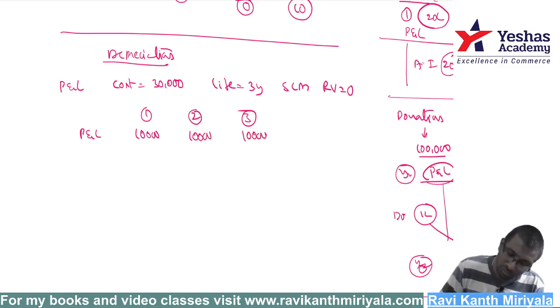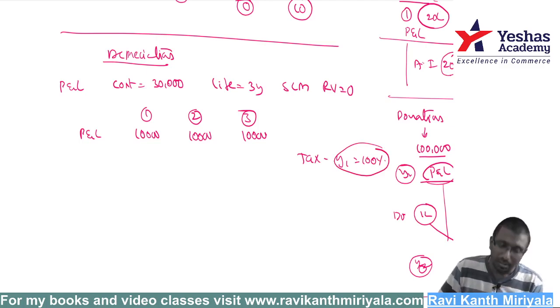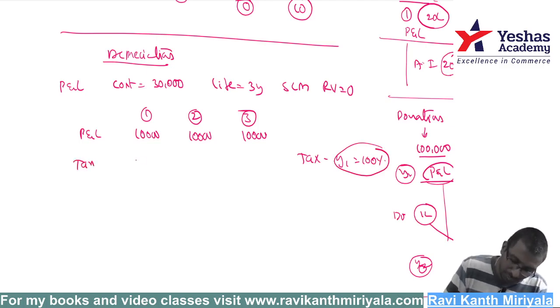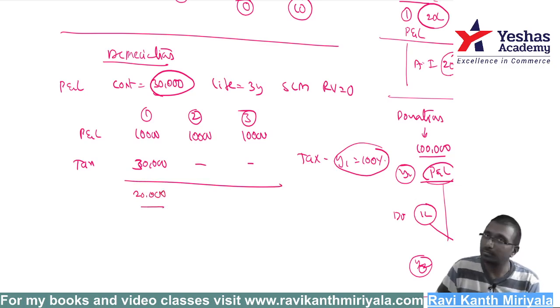But assume for tax purposes, in year 1 itself they are allowing 100% depreciation. For tax purposes how much is it? The full 30,000 you spend is allowed as depreciation. So next year 0, next year 0. Getting my point? So now what is the difference coming? There is a difference of 20,000 rupees.